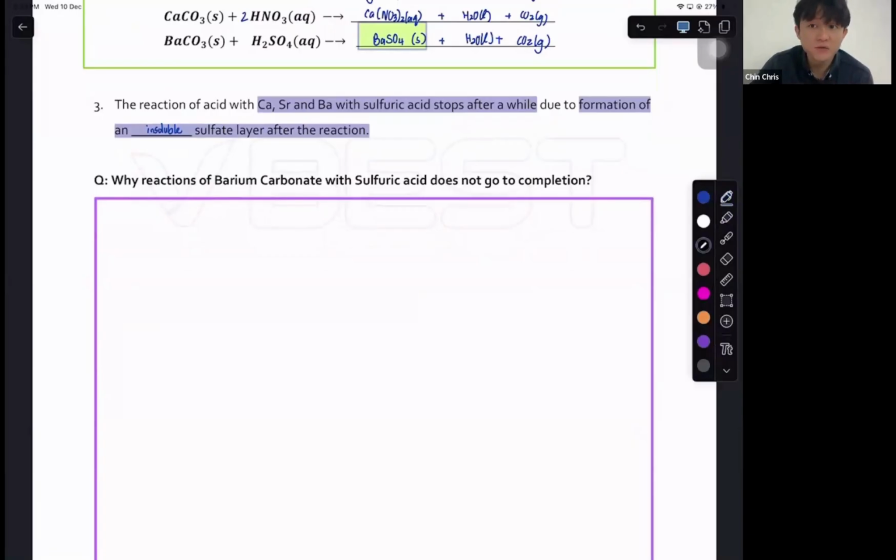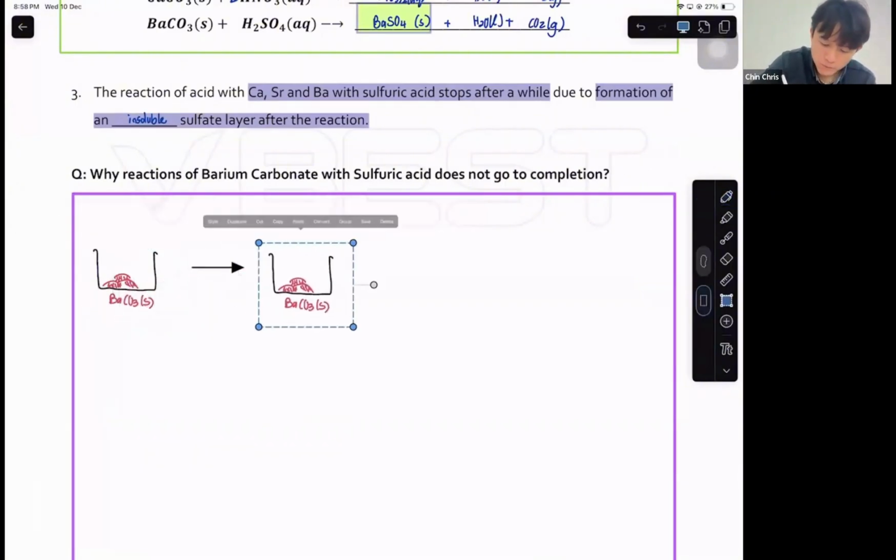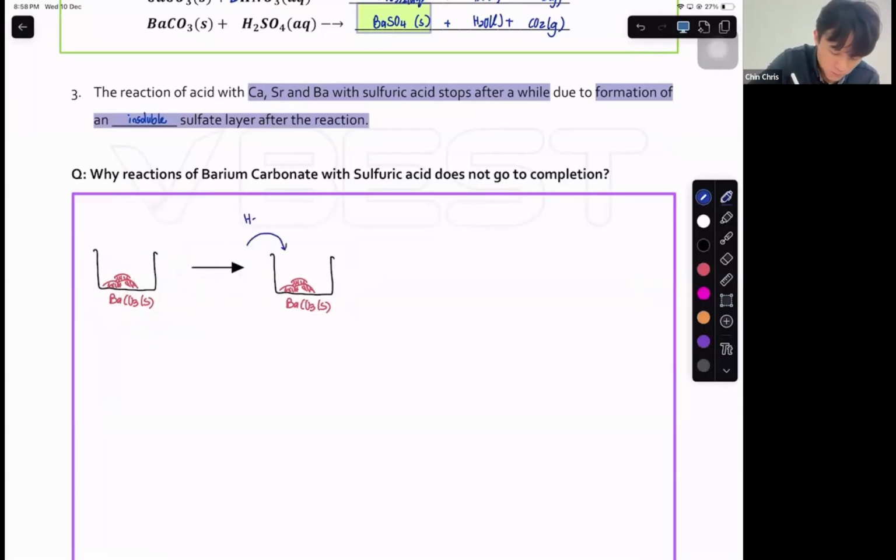Alright guys, to help you properly visualize the entire reaction, let's say I have some barium carbonate, BaCO3 solid, yeah. Then I'm going to add some H2SO4 inside. If I add some H2SO4 inside, what's going to happen? I'm going to take this and throw H2SO4 inside. But the reaction stops after a while, yeah.